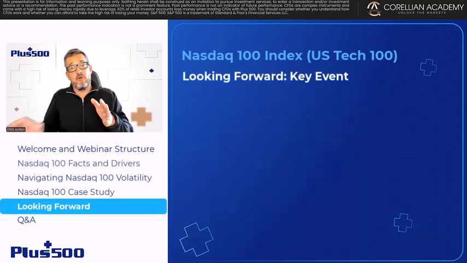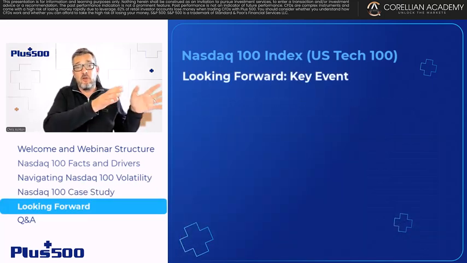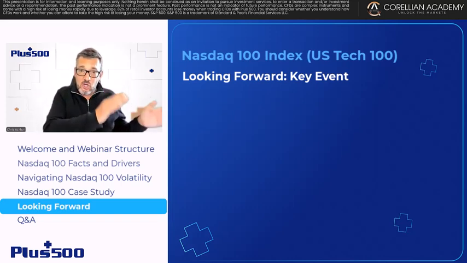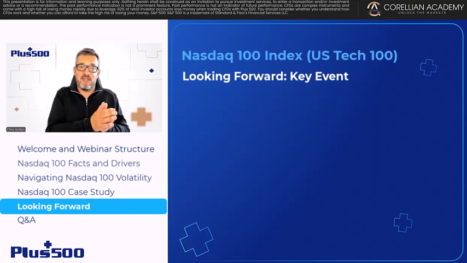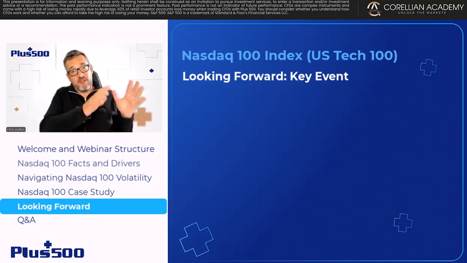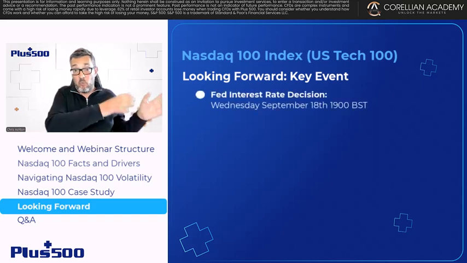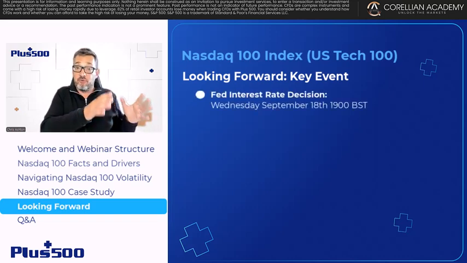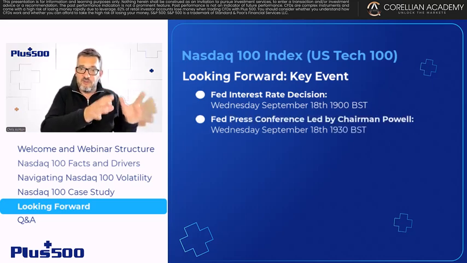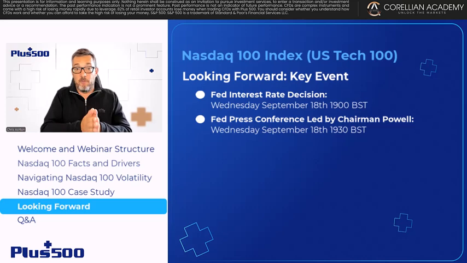Now, I can see that there are many questions, but I just wanted to look forward and focus on one event later this week that is going to have huge significance on the direction of the Nasdaq 100 Index as we move through the rest of September. The Federal Reserve interest rate decision is on Wednesday at 1900 British Summer Time, or BST for short, and that is followed by the press conference of Fed Chairman Jerome Powell at 1930 BST.